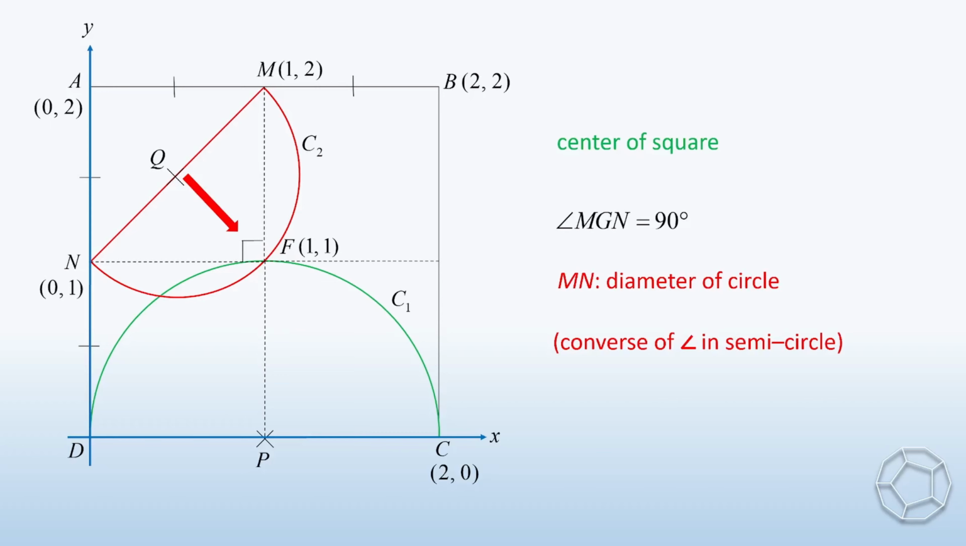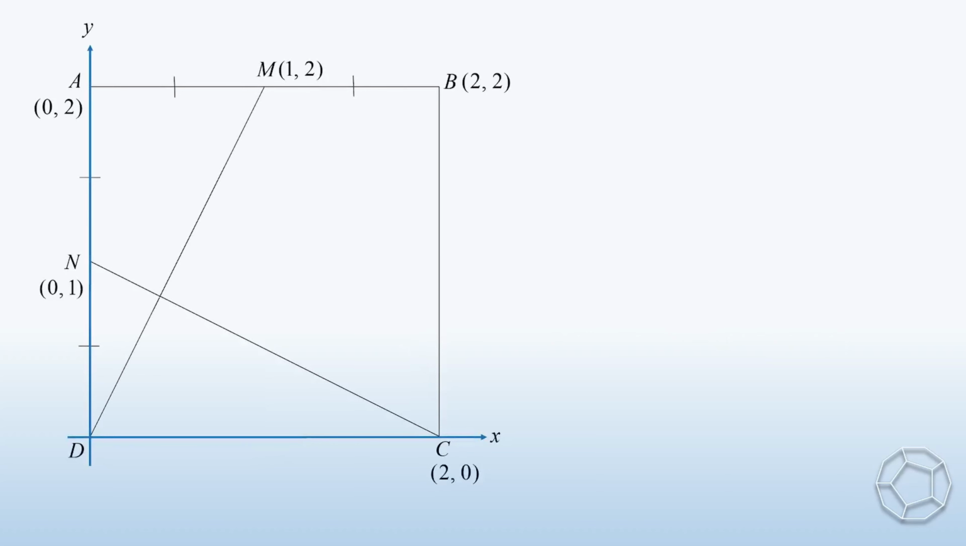Our next question is, what about the point E? Let's put aside the two semicircles for a moment. Construct the two line segments DM and CN. You might say, there's nothing to do with the point E. Give me a second. I'm going to show you some surprising results.